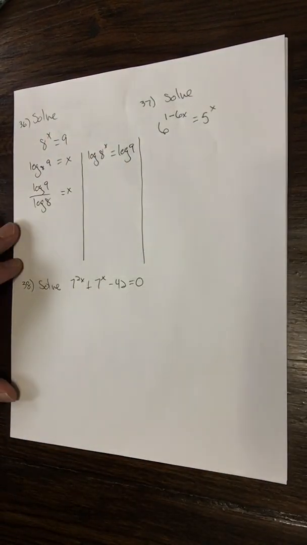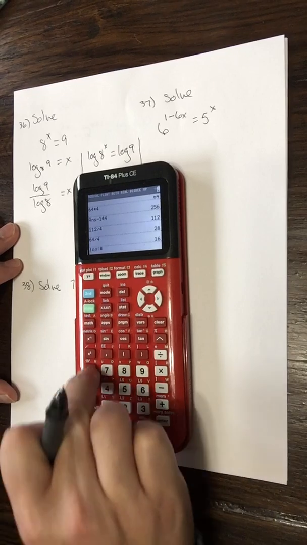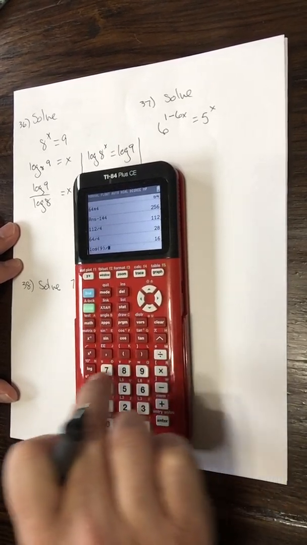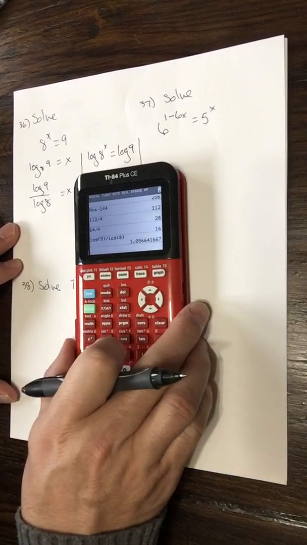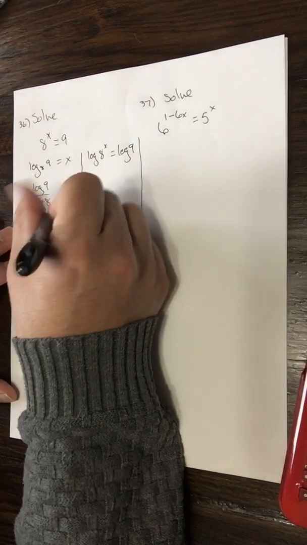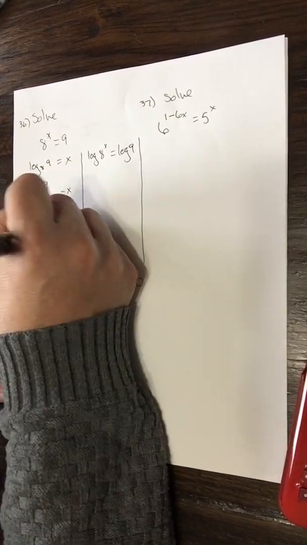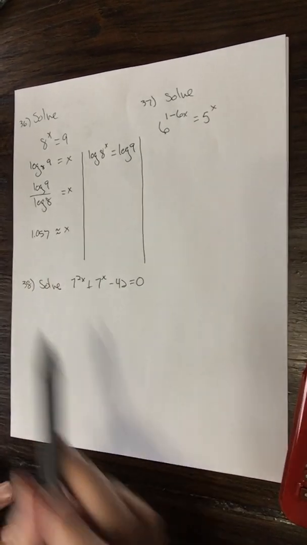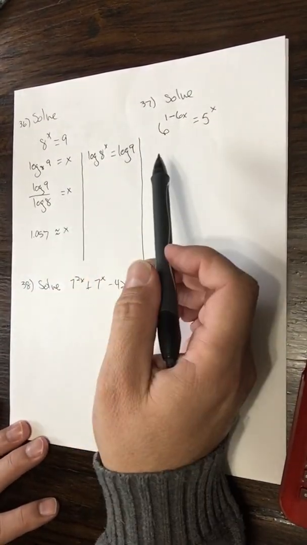And it just goes in your calculator. Log of 9 over log of 8. Log 9, finish parentheses, divided by log of 8. I get 1.057, I guess we'll say. X is approximately 1.057. If I decided to take the log of both sides, look what happens.